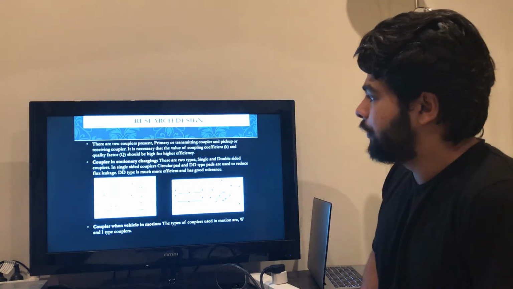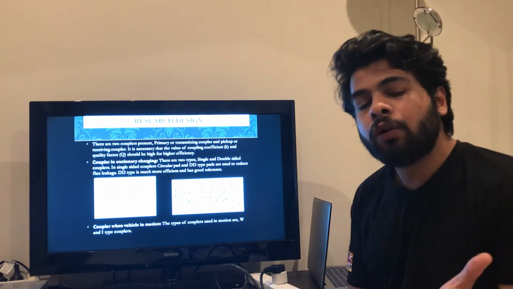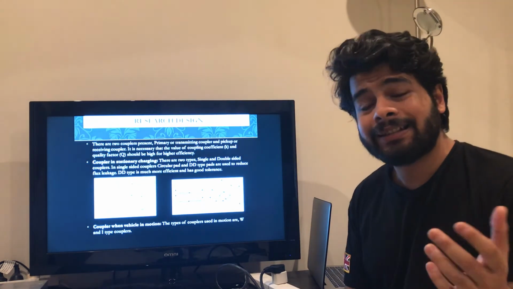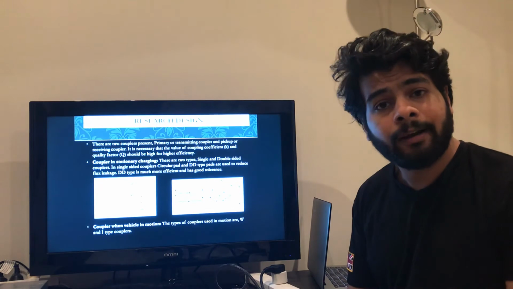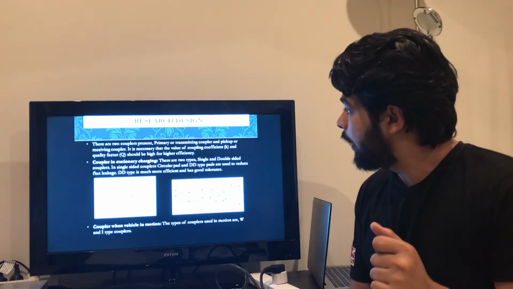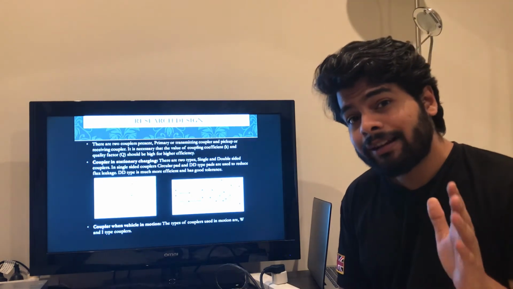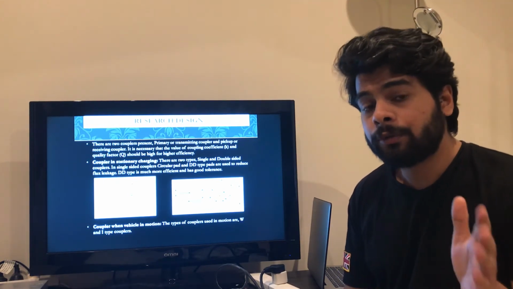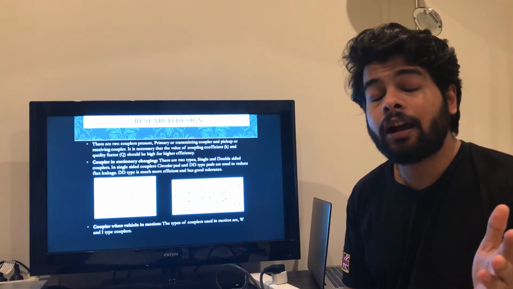Now we will talk about research design. There are two couplers present. One is primary, or we can say transmitting coupler. Another one is secondary, or we can say receiving coupler. Now, it is necessary that the value of coupling coefficient and quality factor should be high to have a very high efficiency.